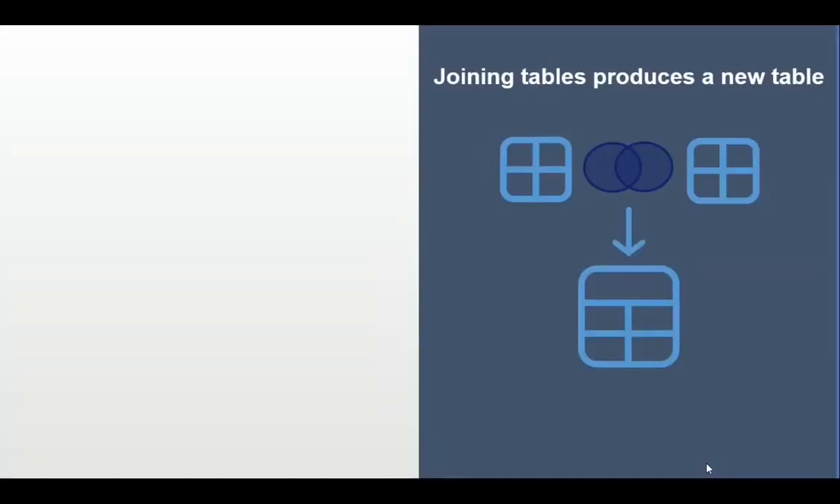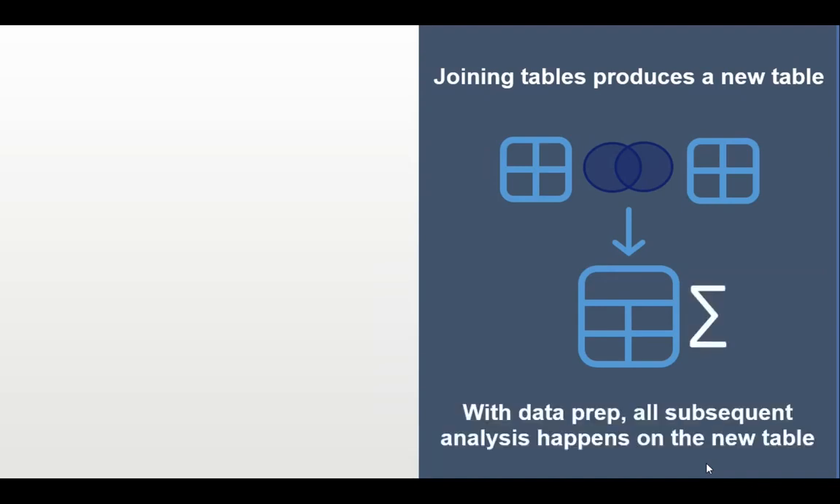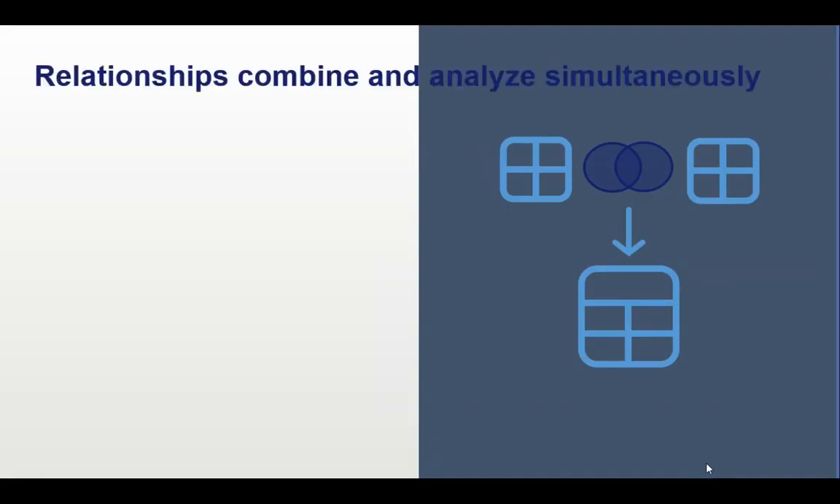So, in a way, joining two tables, let's take an example here, right? Joining two tables, as most of you know, results in a third new table. This isn't specific to relationships as such. This is fundamental, right? And all of you are probably aware of this. Now, when joins are executed upfront in data prep, all your subsequent analysis happens on this new table.